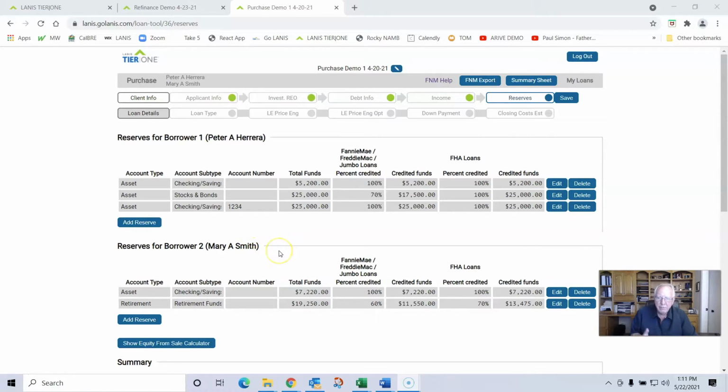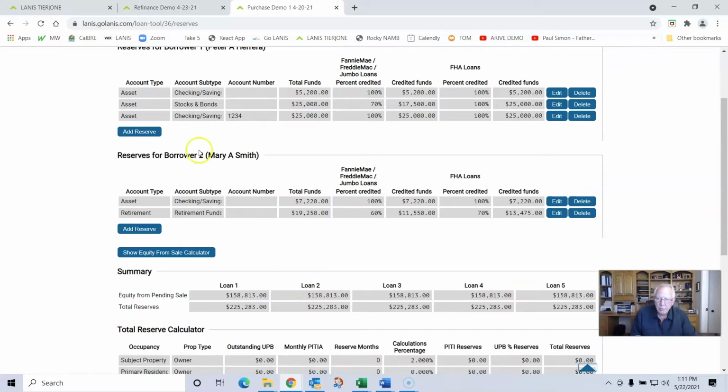For a Fannie Mae, Freddie Mac loan, some jumbo loans, stocks and bonds, they're only going to count 70% of the value. For an FHA loan, though, they will count 100%. Now, when you look at borrower two, they have retirement funds. Those retirement funds' face value is $19,250. But according to the guidelines, you can only use 60% of it. With FHA, you can use 70%.